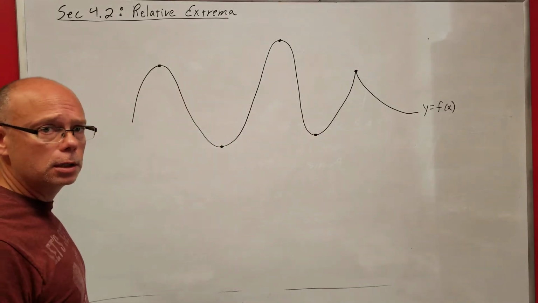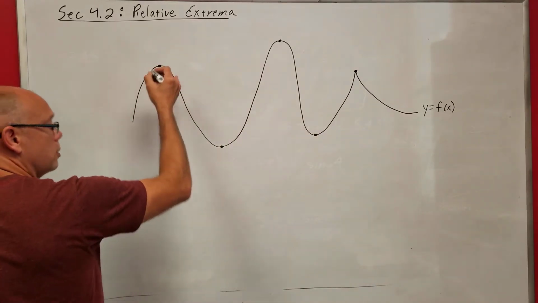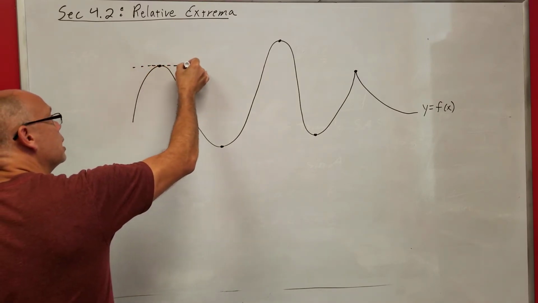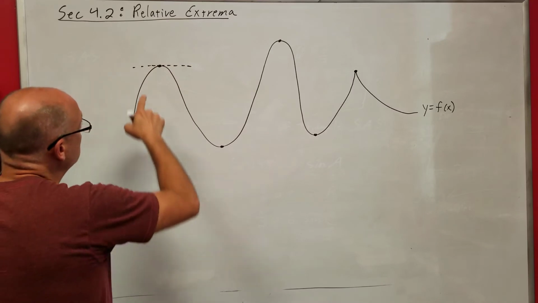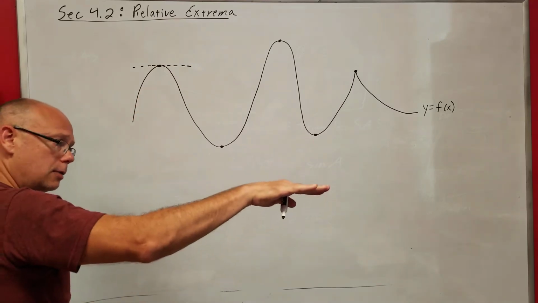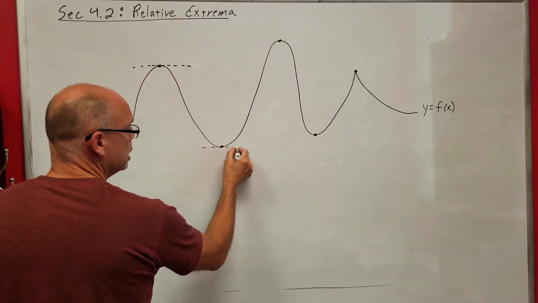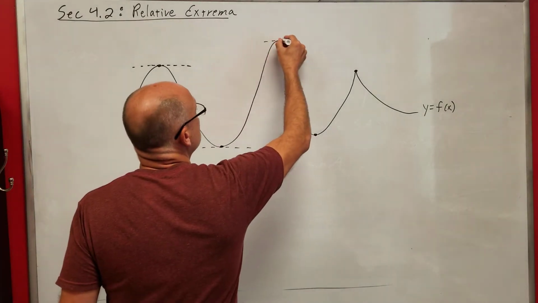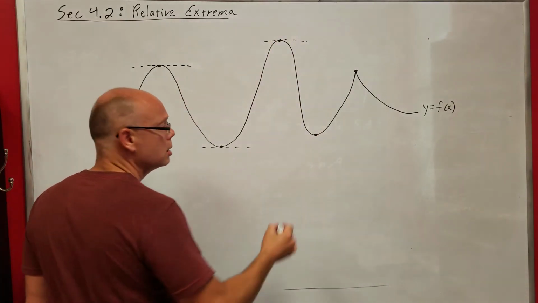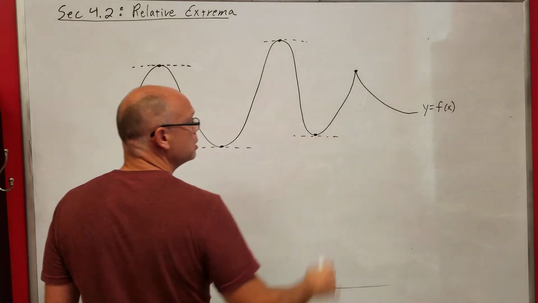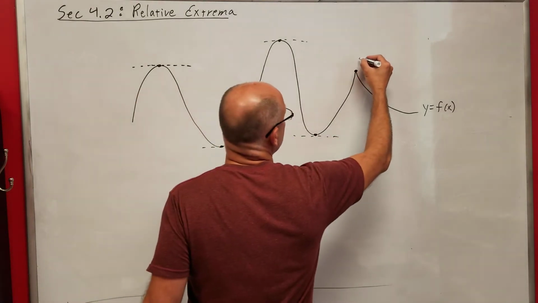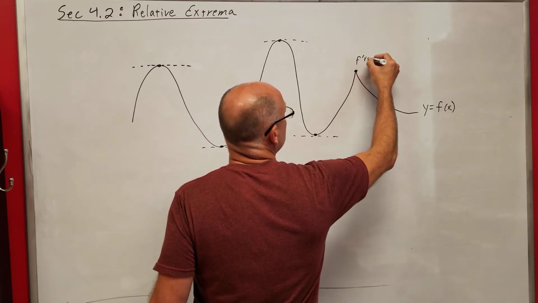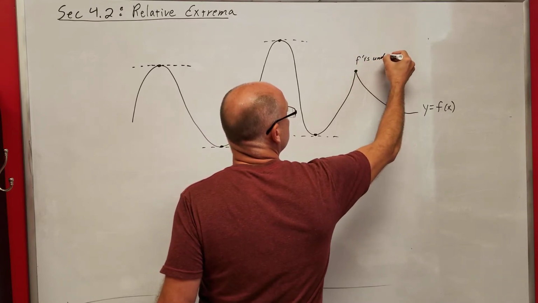Now, notice about these points where we have the maxes and mins. Notice your tangent line. What is the slope of the tangent line at that relative max? It's 0. What is the slope of the tangent line at this relative min? It's 0. Slope of the tangent line here is 0. Slope of the tangent line here is 0. And the slope of the tangent line is undefined. So I'm going to say f prime is undefined.